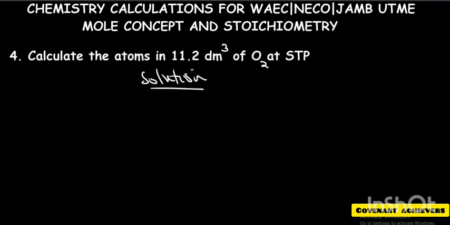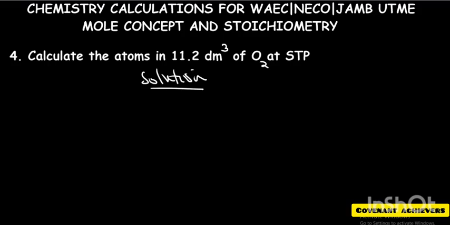We are asked to calculate the number of atoms, and the number of atoms, just like what we have in the above example, is also equal to the number of moles multiplied by the Avogadro's constant. And in that case, we are going to look at it. How do you calculate the mole here?